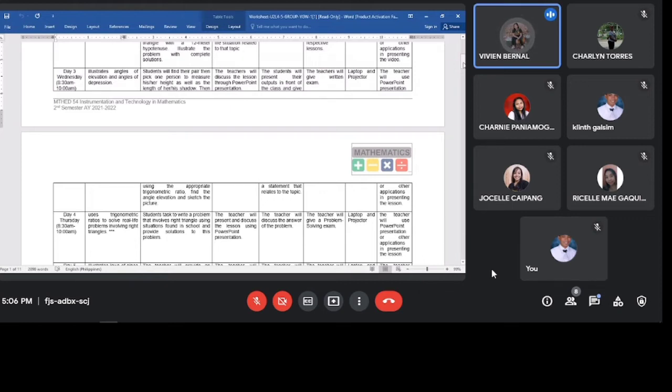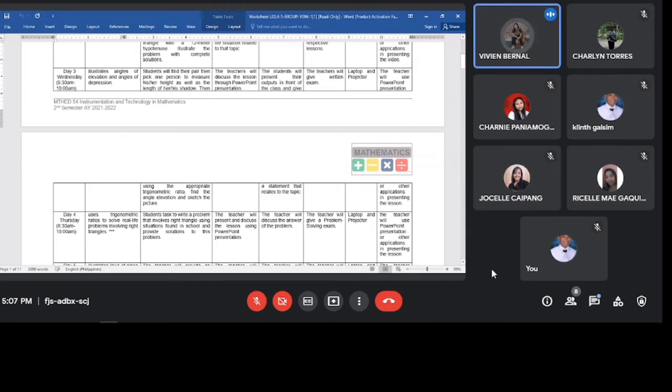Then, for discussion, the teacher will discuss the lesson through a PowerPoint presentation. For independent practice, the students will present their outputs in front of the class and give a statement that relates to the topic. For assessment, the teacher will give a written exam. For the hardware, the teacher will use a laptop and projector. For the software, the teacher will use a PowerPoint presentation or other applications in presenting the lesson.